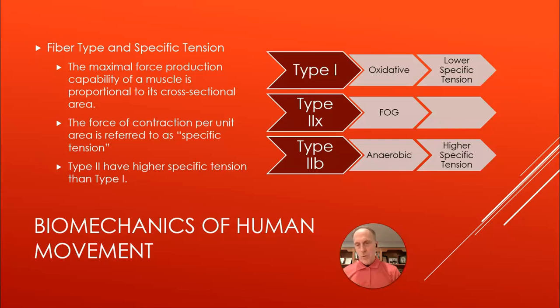Now, in general, type 2 have higher specific tension than type 1. Kind of makes sense, right? Because if you break it out, type 1 are oxidative, they have lower specific tension. Type 2B, which are the very explosive ones, are anaerobic, they have a higher fatigue factor, and they have a higher specific tension. We explored a little bit of that when we were talking fiber types before, and it just makes sense in terms of the density.